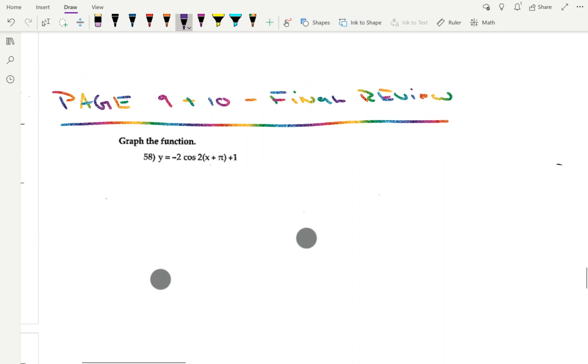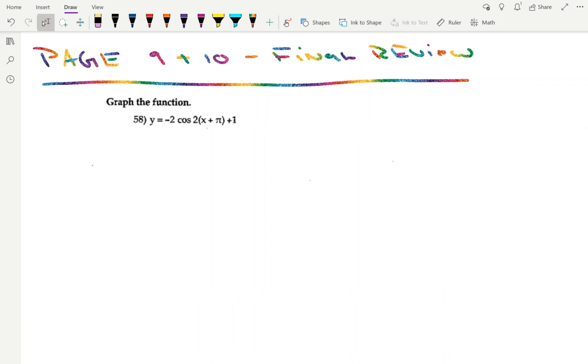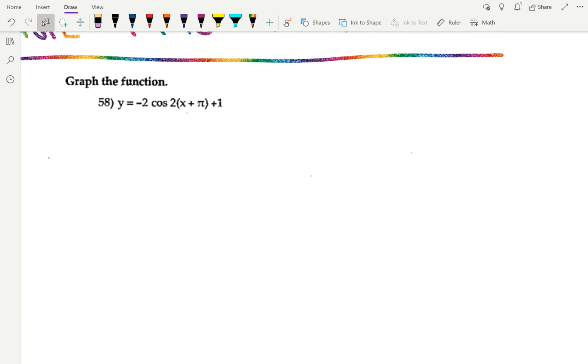Okay, page 9 and 10 of your final review. Graph the function. I'll tell you in class if one of your questions is in this format, just make sure you distribute that 2 real quick. So that'll be 2x plus 2 pi. And I'll even remind you during the test if that's the case. I'll remember to do that.